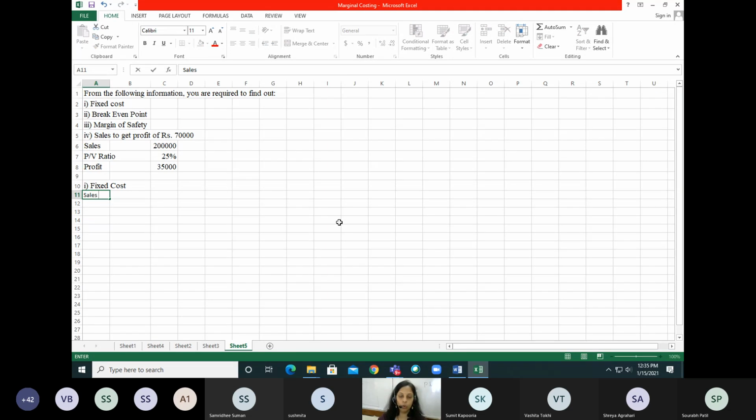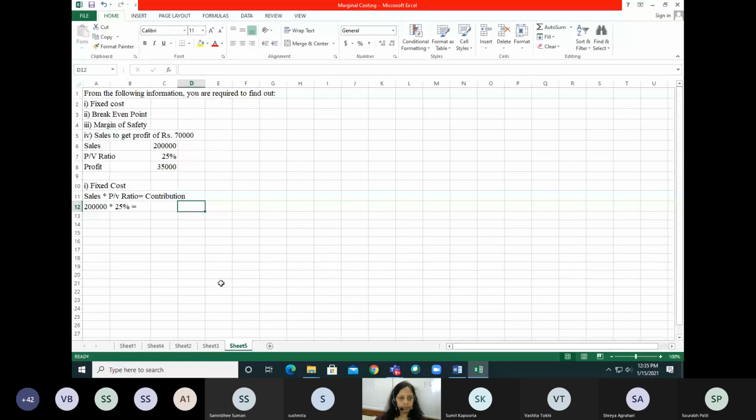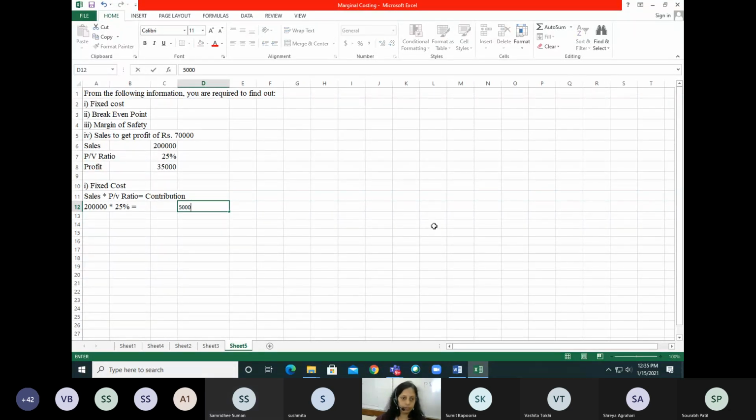Always show the whole working, how you are calculating the figures. PV ratio, sales into PV ratio is equal to contribution. So put the figures. Sales are 2 lakh, PV ratio 25%. So what will be the contribution? 50,000. Correct. 50,000 will be your contribution.